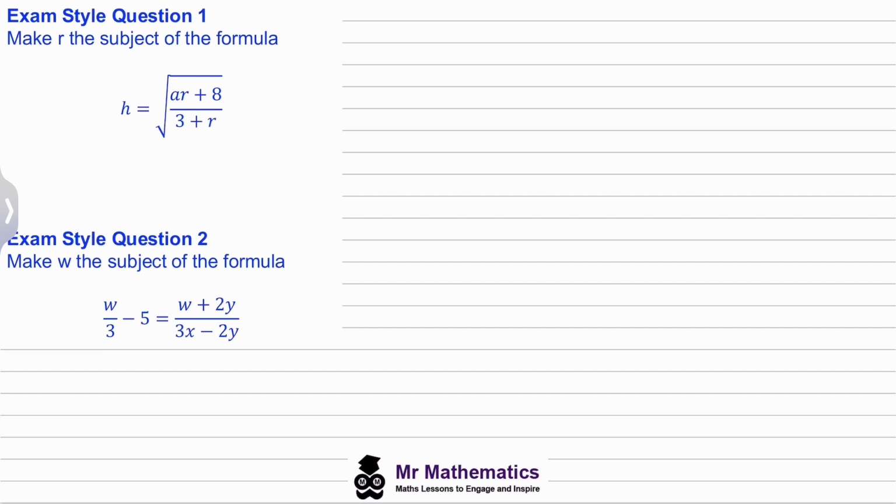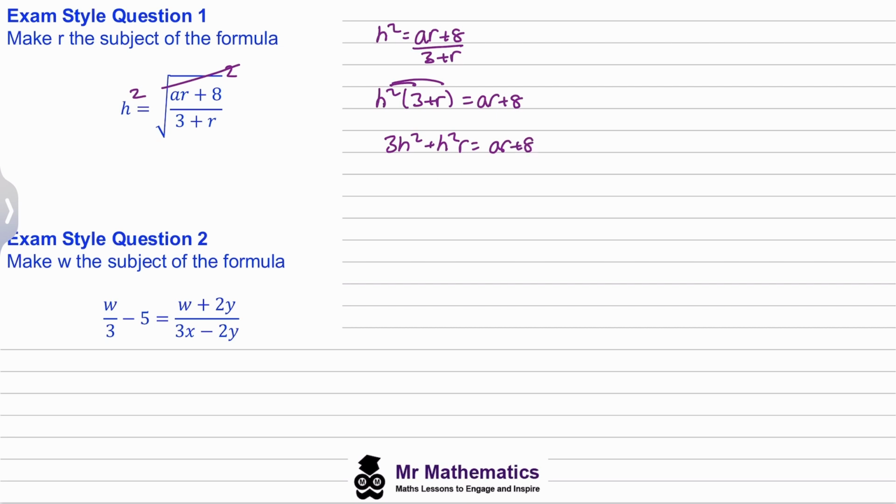Okay, so welcome back. So the first thing we'll do is we'll square both sides. These two will cancel. So we've got h squared will equal ar plus 8 over 3 plus r. And then we'll move the 3 plus r over to the left-hand side. So h squared multiplied by 3 plus r will equal ar plus 8. We'll expand out these brackets. And this will be ar plus 8.